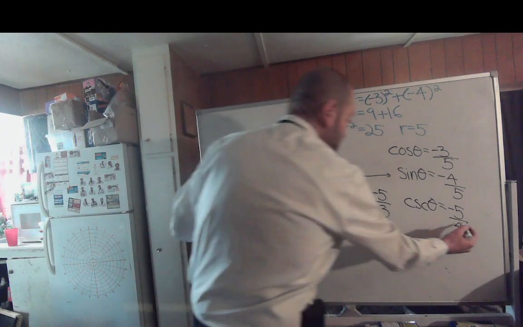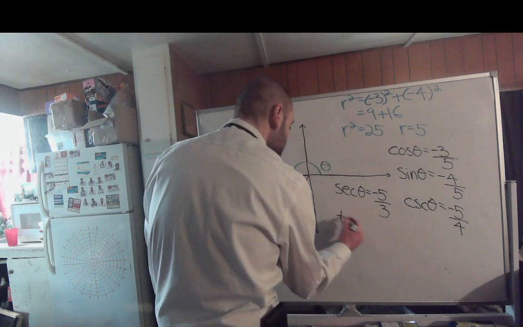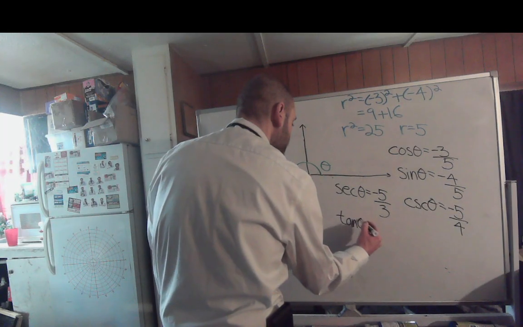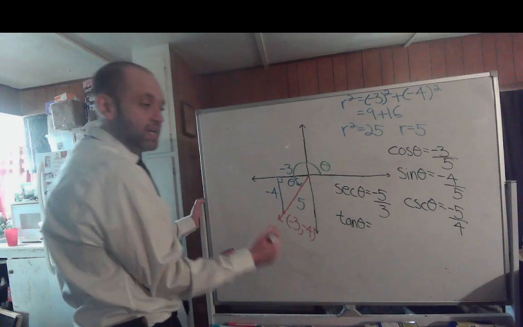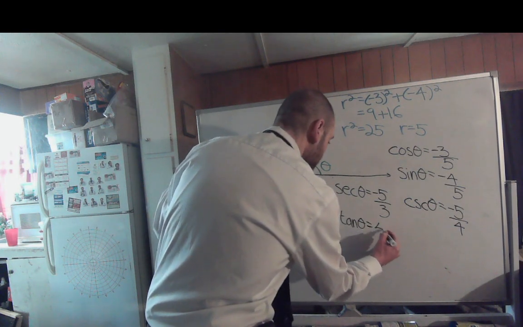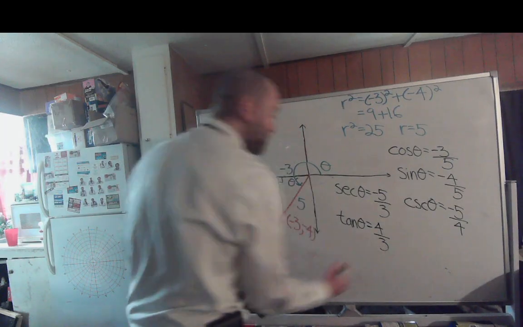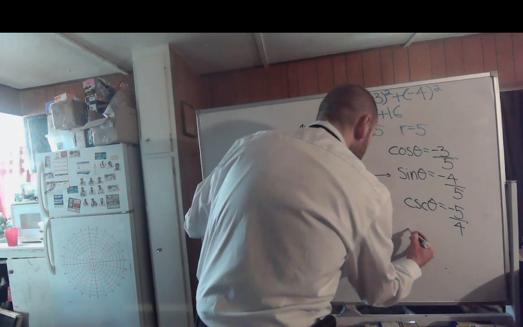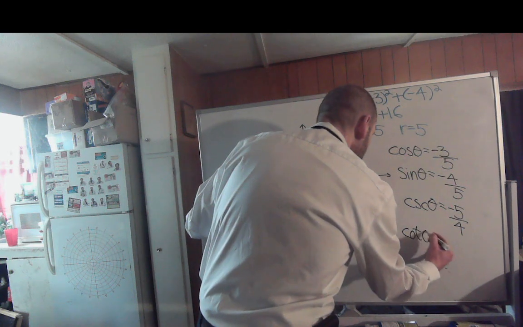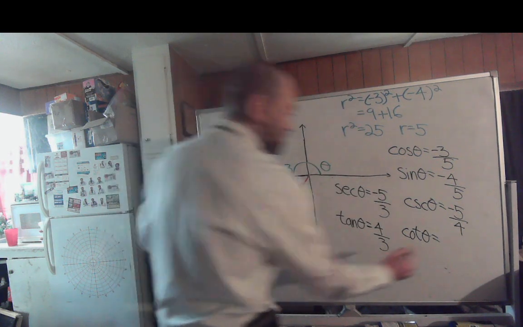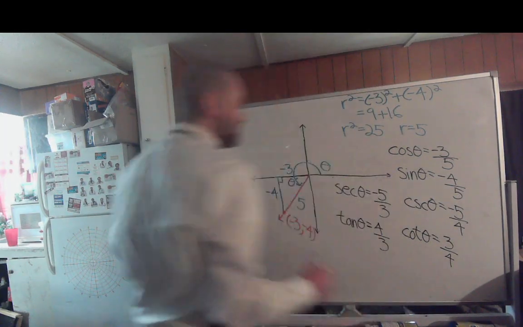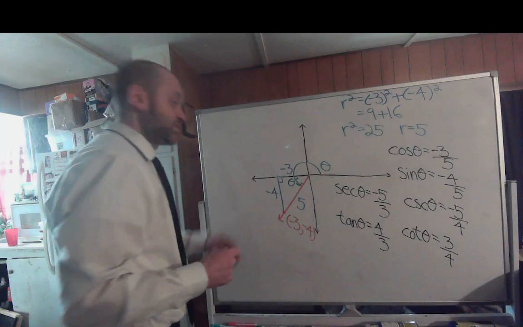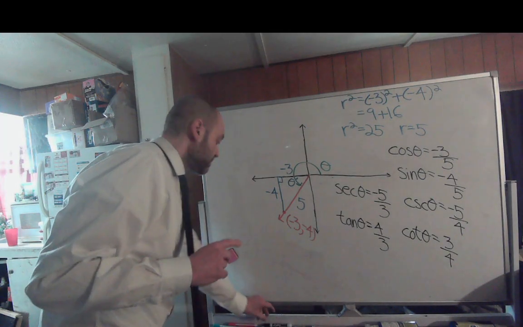Then we can deal with tangent and cotangent. So the tangent of theta equals the opposite over adjacent, so negative 4 over negative 3, that'd be positive 4 over 3. And then the cotangent of theta, that's the reciprocal of tangent, so you would get 3/4. So there's your 6 trig functions for that angle. We got 1 more, and then we're done with the lesson.